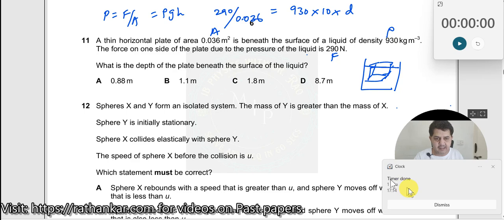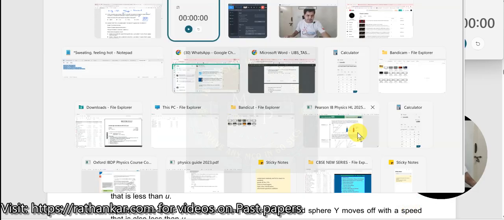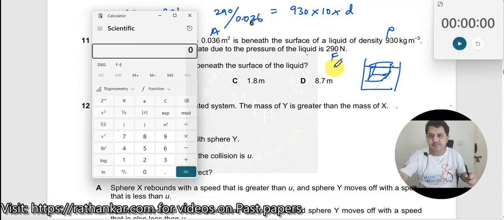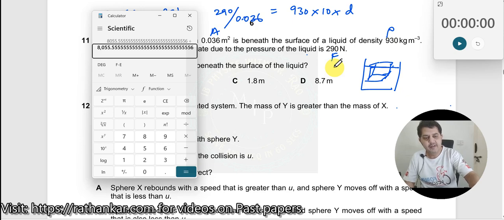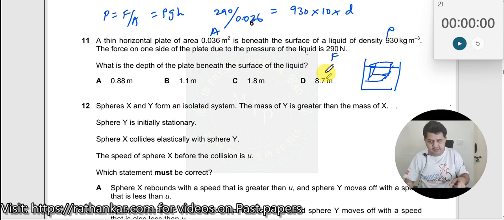Let us take our calculator to find out this value of d. So I have 290 divided by 0.036 is equal to so much, divided by 930 is equal to so much, divided by 10 is equal to so much. You get the answer 0.8661. So thus the value of d is equal to 0.8661.